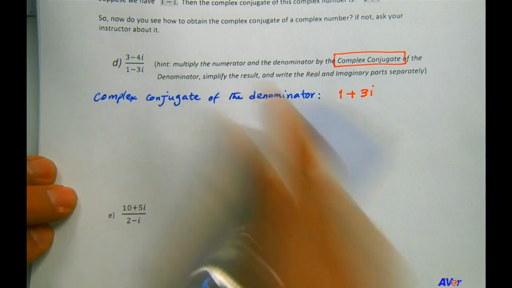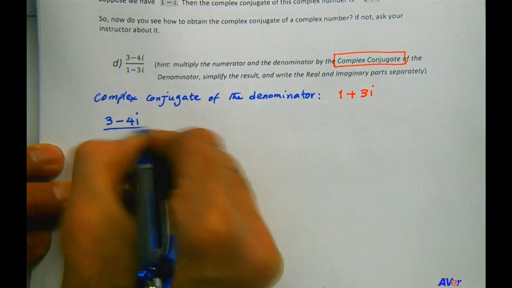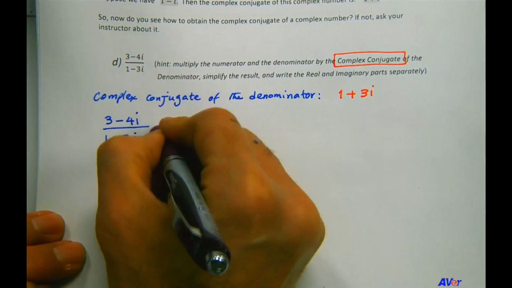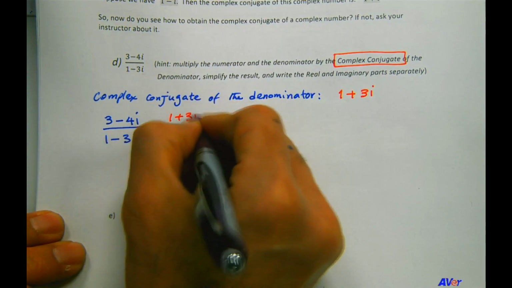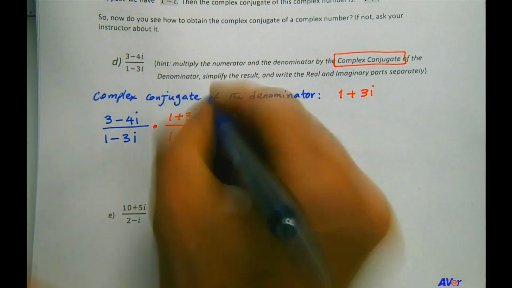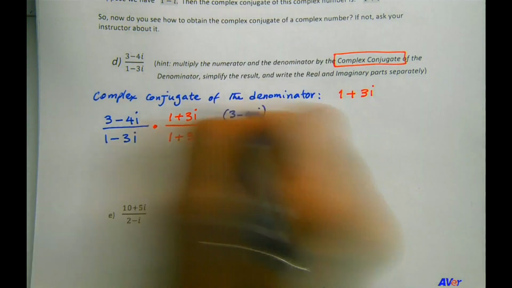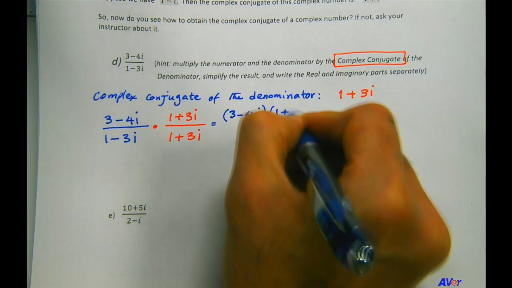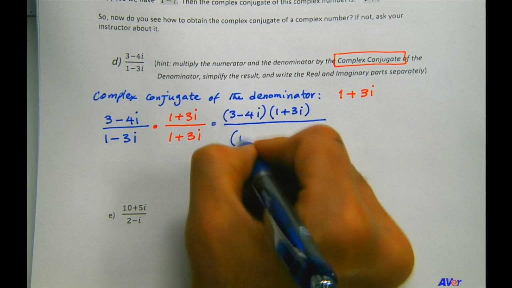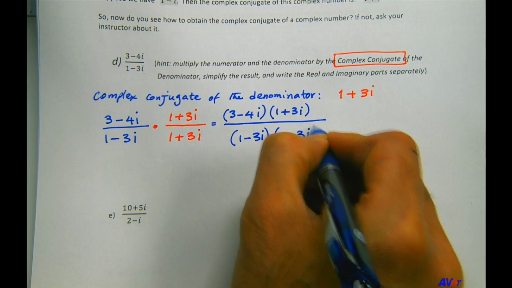We start with 3 minus 4i divided by 1 minus 3i multiplied by 1 plus 3i divided by 1 plus 3i. So what do we get? We get, in the numerator, 3 minus 4i times 1 plus 3i, divided by 1 minus 3i times 1 plus 3i.